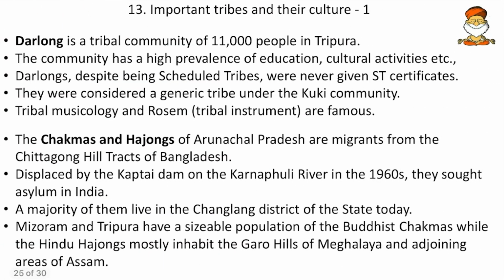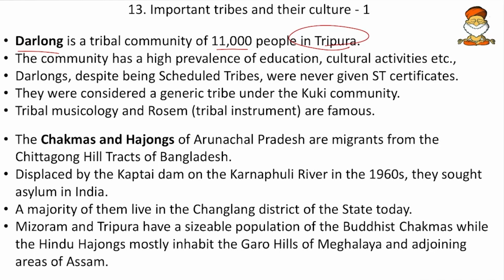Then come to next, the important tribes and their cultures. First one, the Darlong tribe. It is a tribal community of around 11,000 people, and they reside in Tripura. Mark this as important. The community has a high prevalence of education and cultural activities. And friends, many Darlongs have occupied good positions in bureaucracy, politics and others.